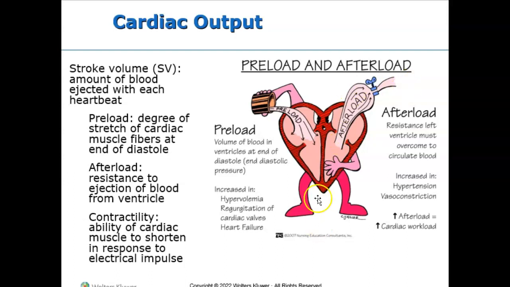And remember afterload. Remember how I talked about we do the echocardiogram, or we call it an echo a lot of times. And we come up with this ejection fraction, which tells us how much blood is pumped out of the left ventricle and out to the body with every contraction. And normal is 60 to 65%. So ejection fraction and afterload are basically the same thing.